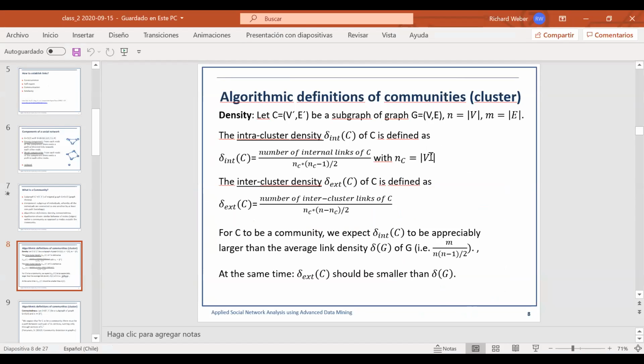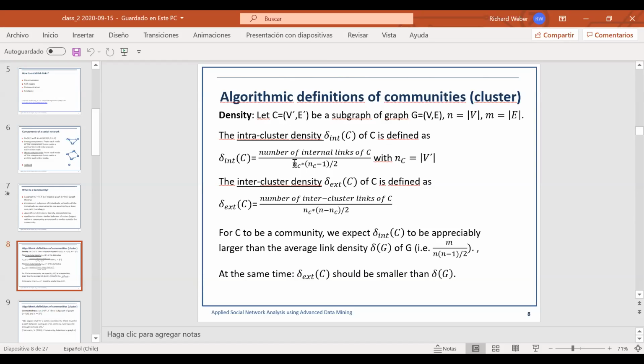V prime is the set of nodes in our community. And the cardinality of V prime is the number of nodes we have in our community. Okay, and C, the number of nodes in community C. And this formula we have in the denominator, again, don't be afraid of formulas. That means the number of possible nodes we have in our community.